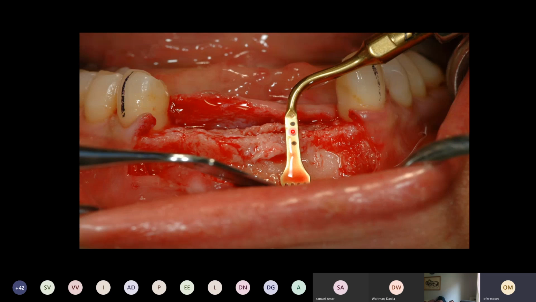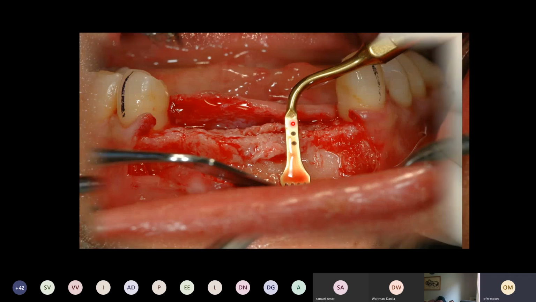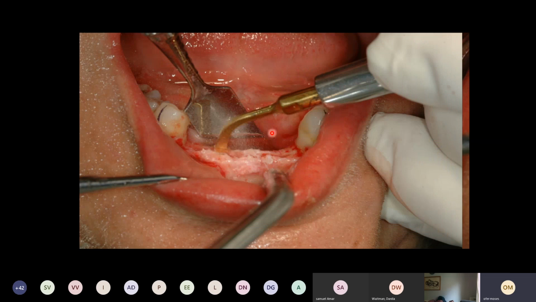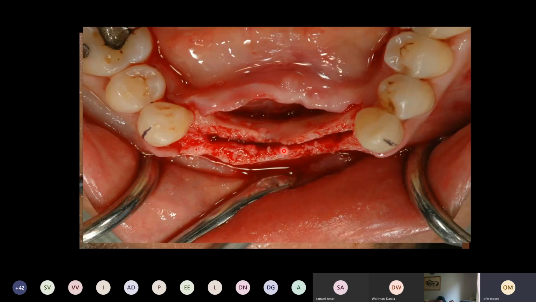We usually, when we do such a split, go into the osseous incision to the needed length of the implant that we plan to put. And this is the piezo, which is cutting through a dense bone, the most dense bone in the mouth. And this is after the use of this osseous incision.